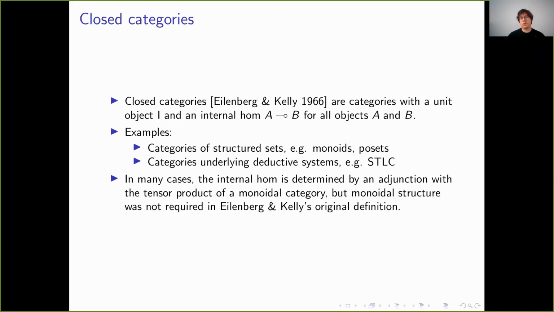And the starting point for our work was the definition of the notion of closed category, which was introduced by Eilenberg and Kelly in 1966. So these are categories which come with a unit object, typically denoted by I here, and an internal hom, A lolly B here. So we use this notation from linear logic to indicate the internal hom, or the internal function space. And this is a notion that appears in a lot of examples.